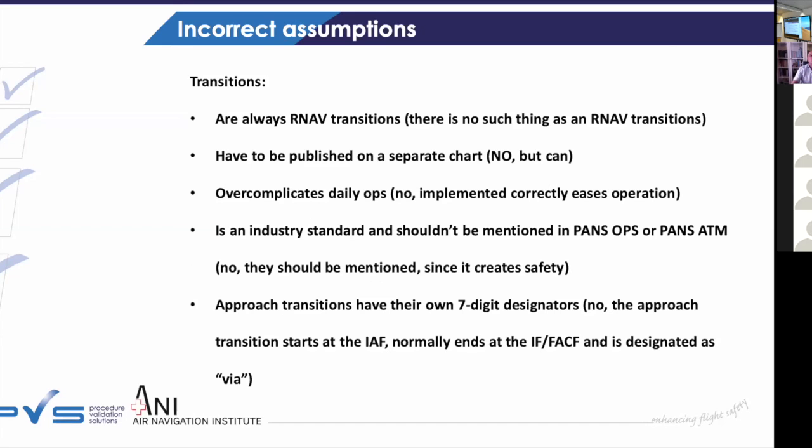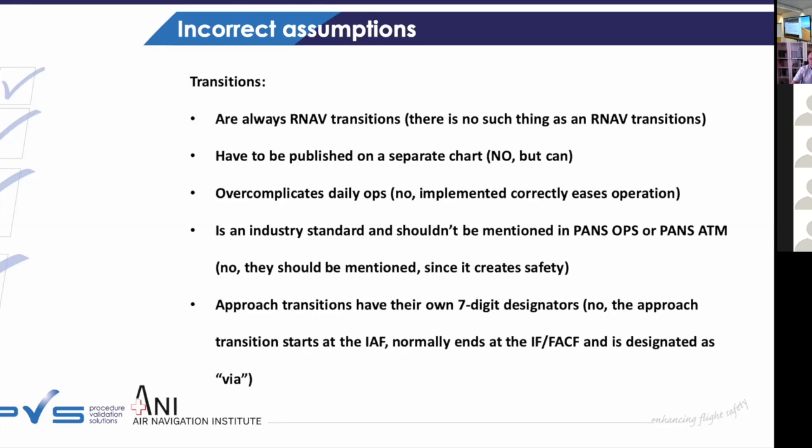We have some misconceptions. We have some irritations about what are transitions and what are transitions not. There is a conception that a transition is always an RNAV transition, and there is no such thing as an RNAV transition within ICAO or elsewhere. You have STARs and SIDs and approaches, and you can have en route, runway, and approach transitions. And whether they are RNAV or not, RNP or not, or conventional, depends on the type of approach, STAR, or SID you're dealing with.